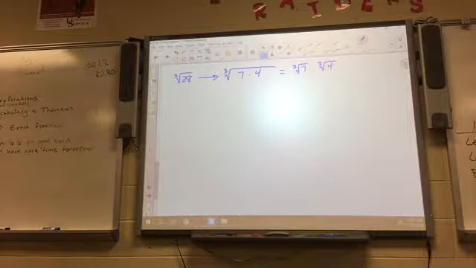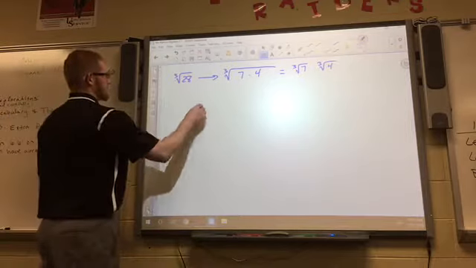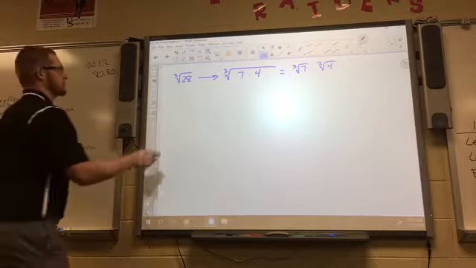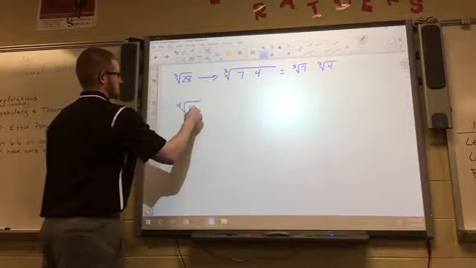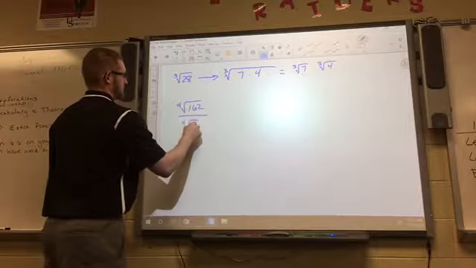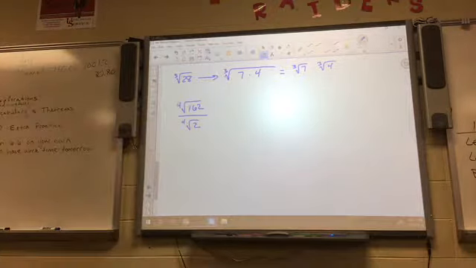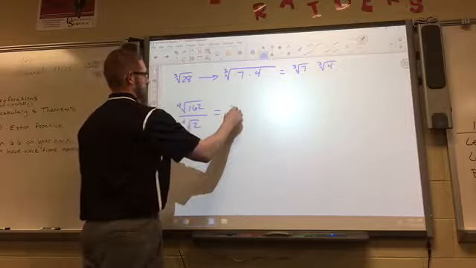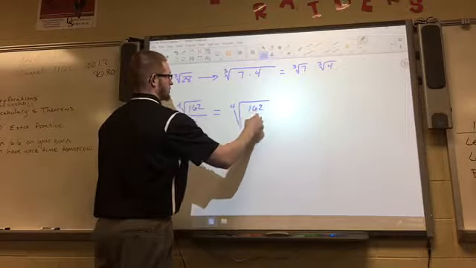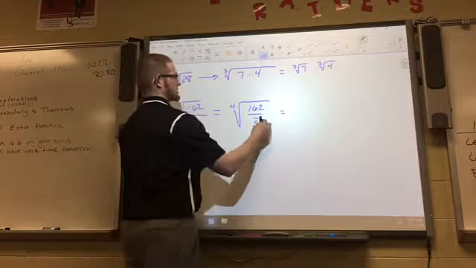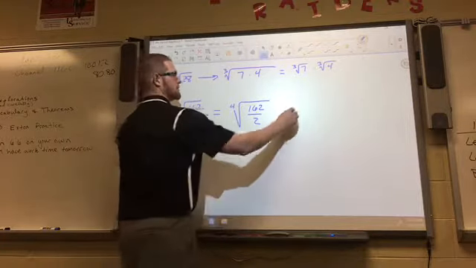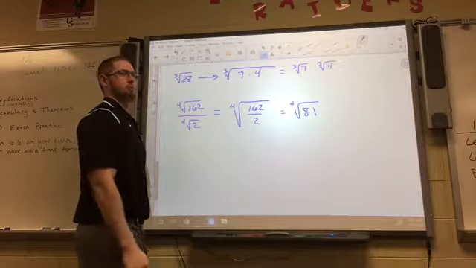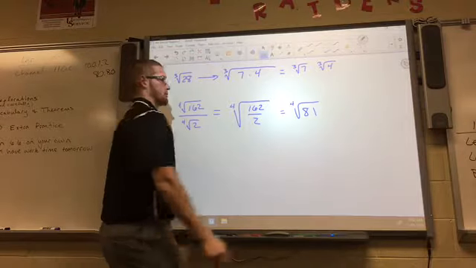Quotient property, same exact thing. If I have the quotient of, they do 162 over 2. So like if I have the 4th root of 162 divided by the 4th root of 2, they're saying that I can rewrite that if I choose as the 4th root of 162 over 2, which would be the same as 162 divided by 2, which is 81. And then you could solve that. Anybody remember the 4th root of 81? 3.